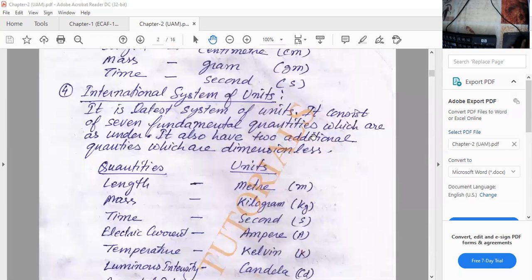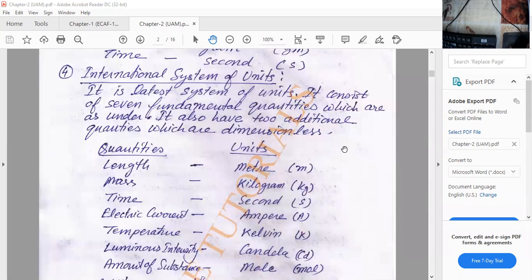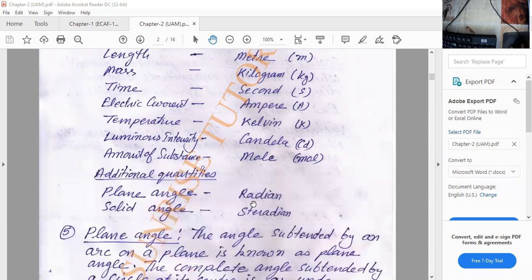Now let's go to the fourth article. This is the International System of Units. After our metric systems, later on it was felt that a new system should be introduced because there were a few more fundamental physical quantities to be observed. So in today's scientific world, we follow this International System of Units. It basically consists of seven fundamental quantities and two additional quantities, right?